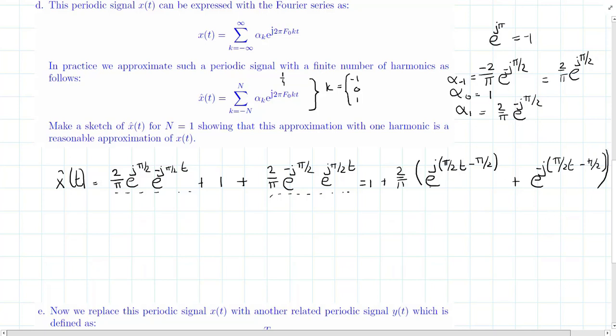So this should become a little bit familiar because this is also an expression of a cosine. So if we were to rewrite this, we get 1 plus 2 over 4 times the cosine of pi over 2 times t minus pi over 2. And you should also know that if a cosine has a phase of minus pi over 2, you can rewrite this as a sine. So you get 1 plus 4 over pi times the sine of pi over 2 t.